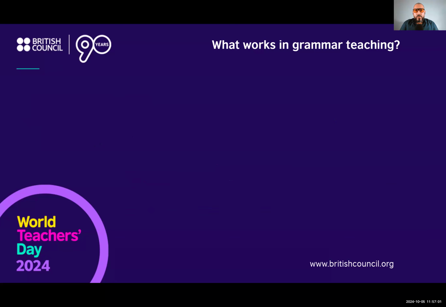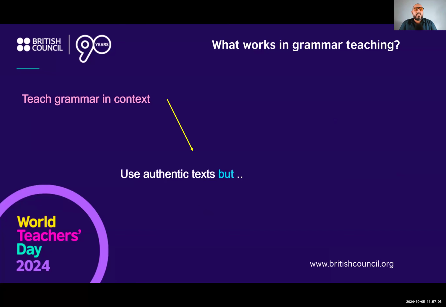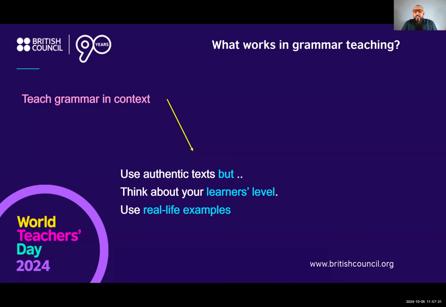Okay, great. So number one, grammar in context. And you can use authentic texts. Some people prefer to use authentic texts where the language is used naturally, but be careful. Think about your learners' level because some texts are too difficult for the students to grasp, to understand, right? And here you will cause much more trouble for the learners. So think about your learners' level and use real life examples. Personalize the learning experience. Okay.